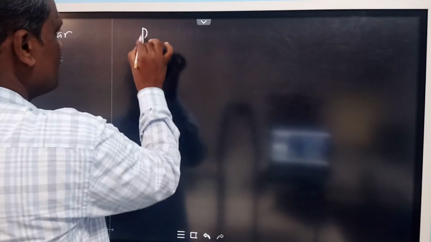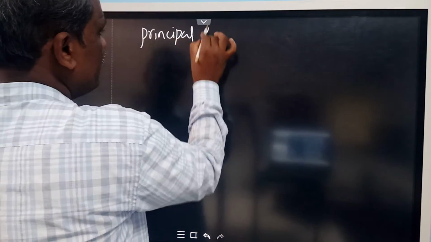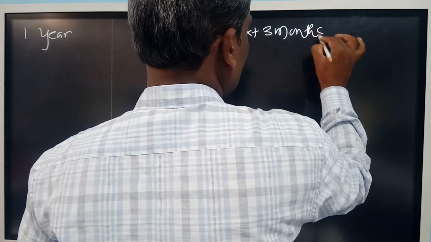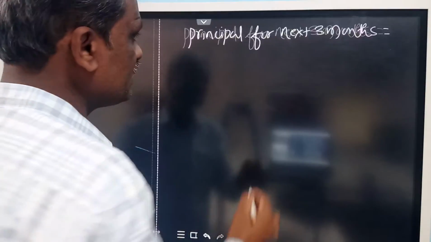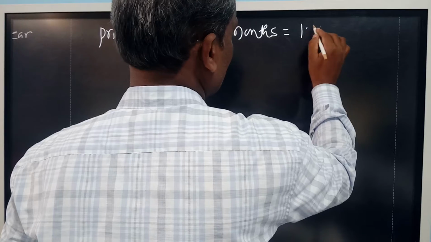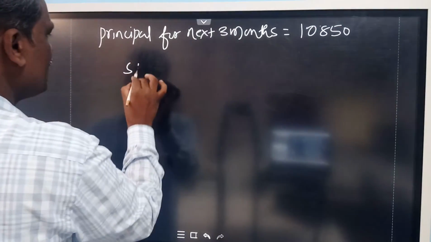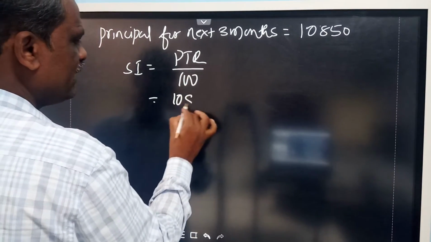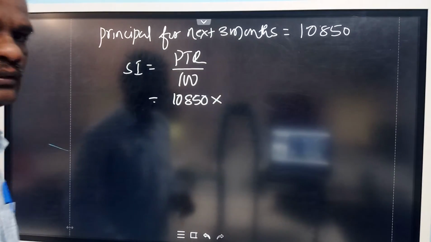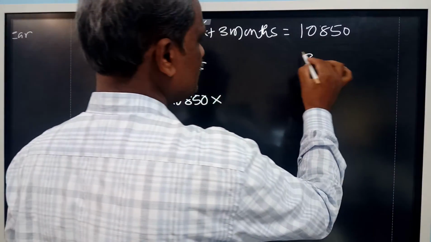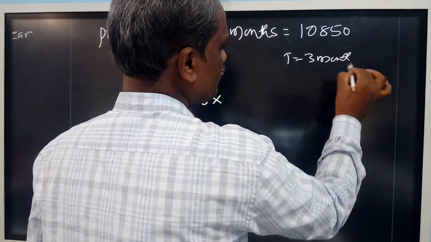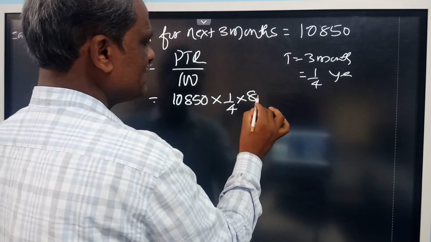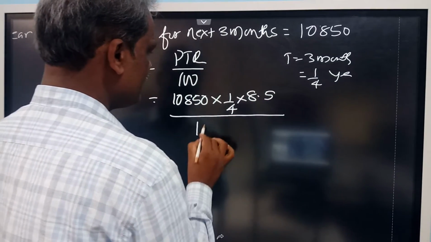So the principal for the next 3 months will be the amount of the previous year, 10,850. 10,850. So now you can calculate simple interest, PTR by 100. P value is 10,850, time 3 months. 3 months means T is equal to 3 months. What can you write? 1/4 of a year. So you can write 1/4. Then the rate of interest is 8.5, whole thing divided by 100.